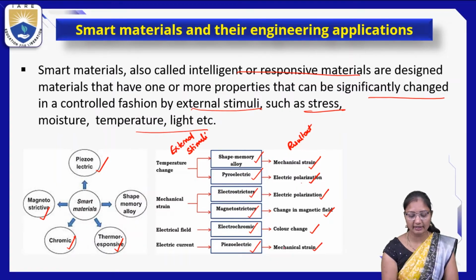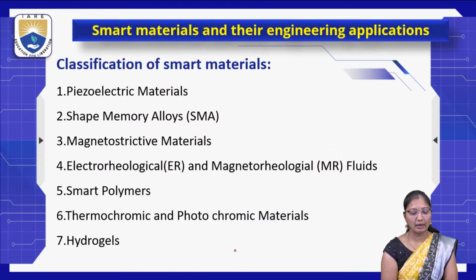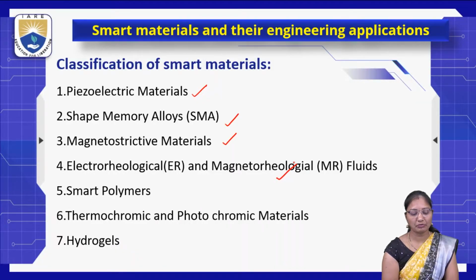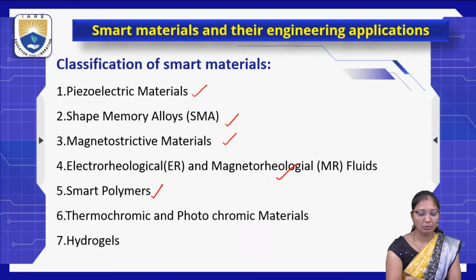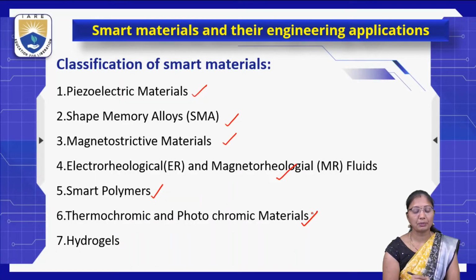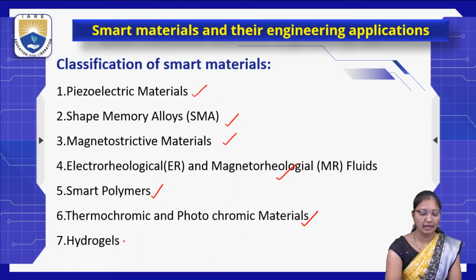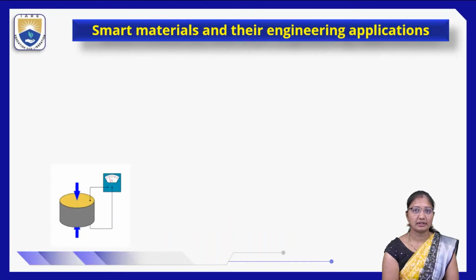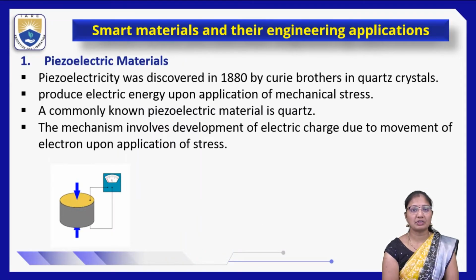The first thing is piezoelectric smart materials. This is the classification: piezoelectric materials, shape memory alloys, magnetostrictive alloys, electrorheological or magnetorheological fluids, smart polymers, thermochromic and photochromic materials, and the last one is hydrogels. So first, we are going to see the piezoelectric materials.